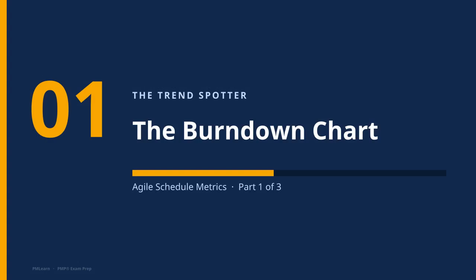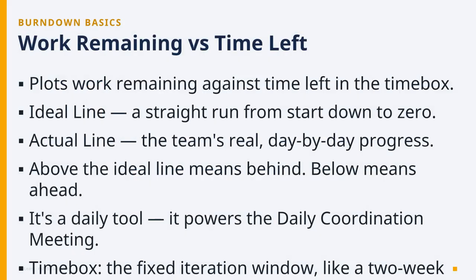First up, the Burndown chart. I like to call this one the trend spotter. It's the chart your team stares at every single day. Here's how a Burndown works. On the vertical axis, work remaining. On the horizontal, time left in the time box. Now picture two lines. The ideal line runs straight down to 0. Perfect. Even progress. The actual line is your team's reality.